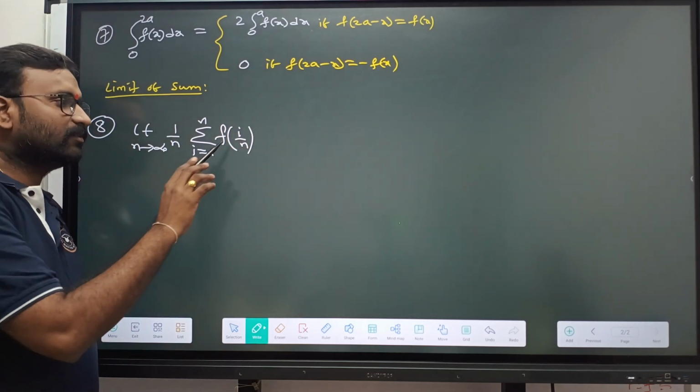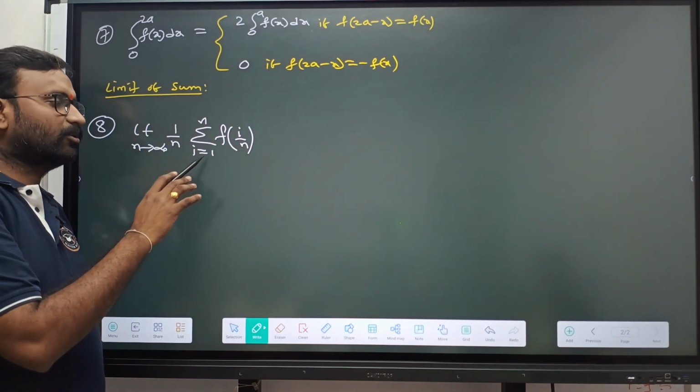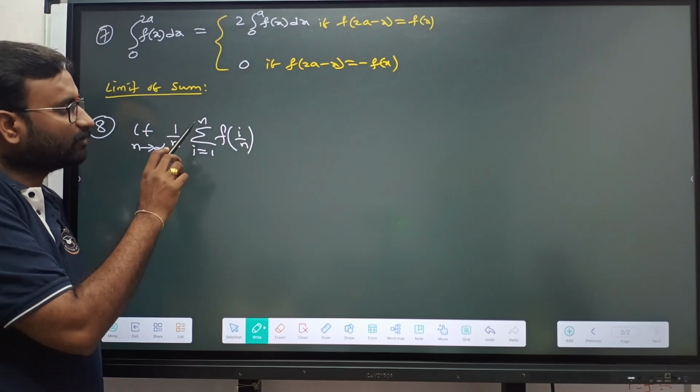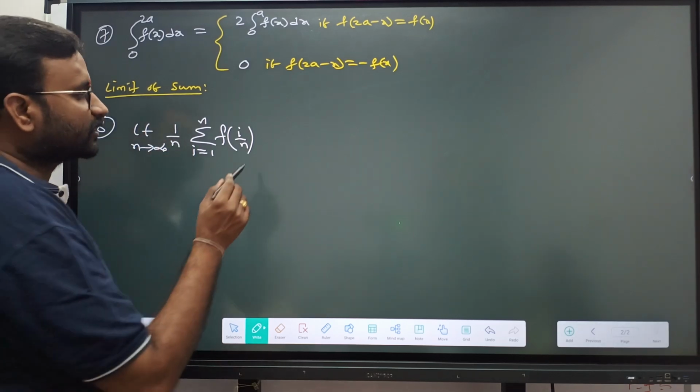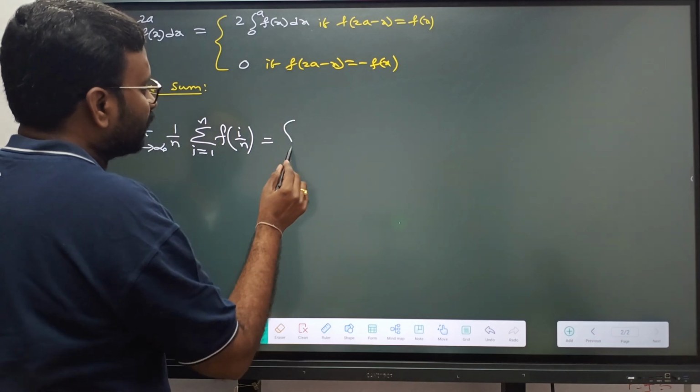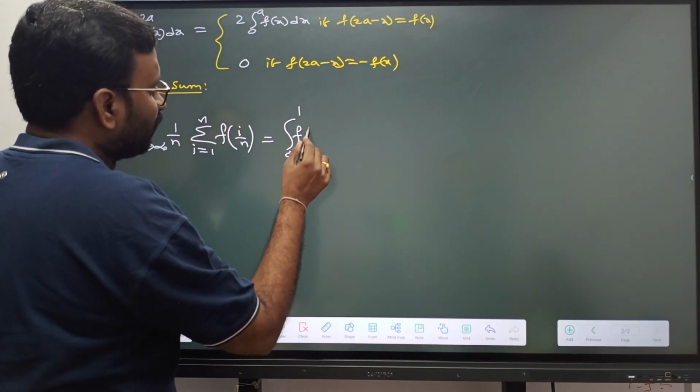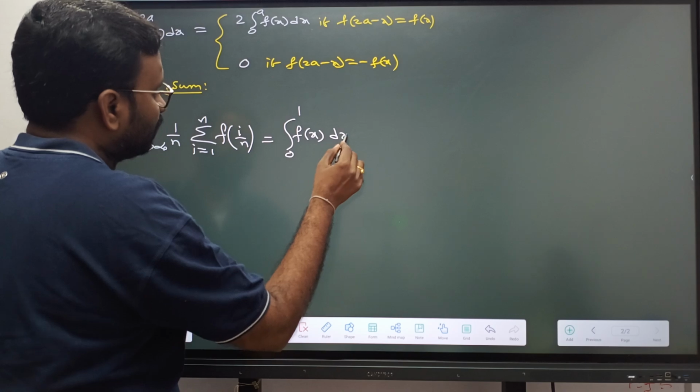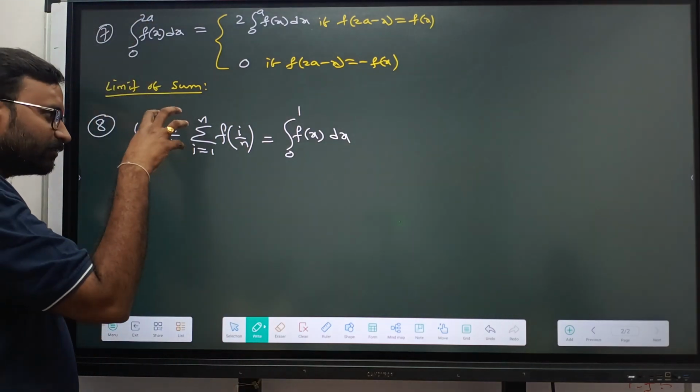See here, the i value will change. i equal to, you can take 1 2 3 4 5 till what? n, which can be written as integral 0 to 1 f of x dx. Questions will be given in this form.